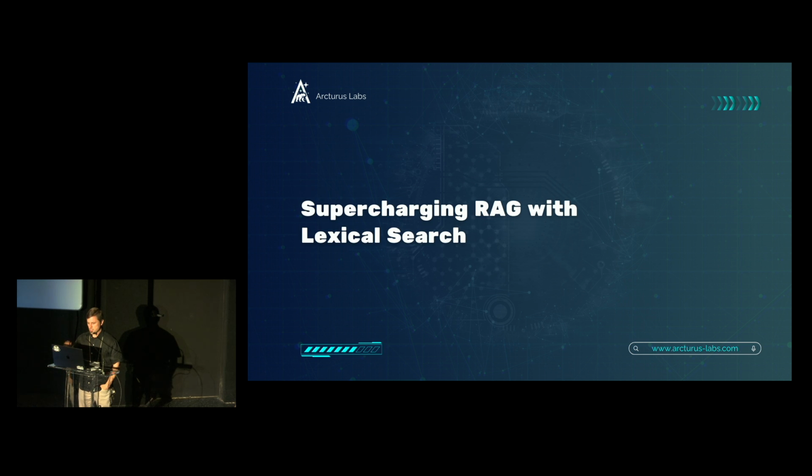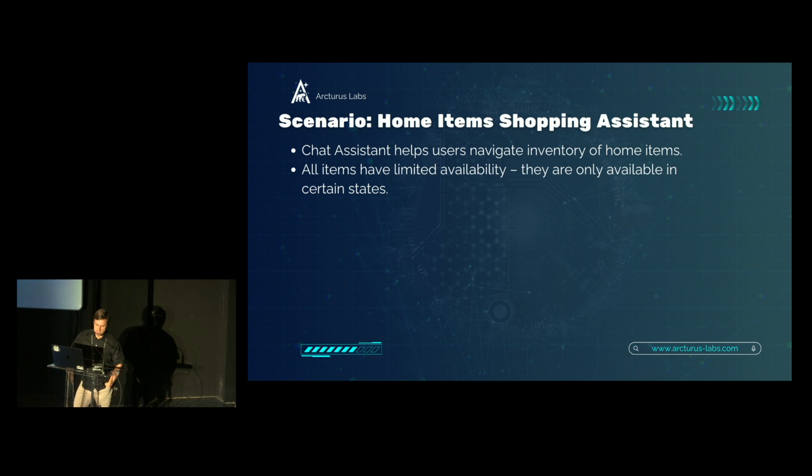All right, supercharging RAG with lexical search. Let's create a simple scenario. We're going to create a chat assistant that allows users to navigate an inventory of home items. I'll add an extra little thing just to exercise this piece of lexical search: all the items have some sort of limited availability. You're in a certain state, and you can only get certain items shipped to you if they are available in that state. So we require an extra filtering step.